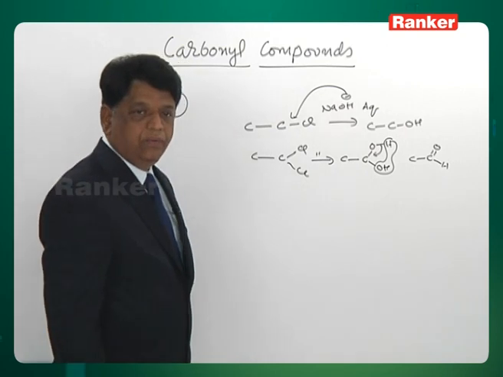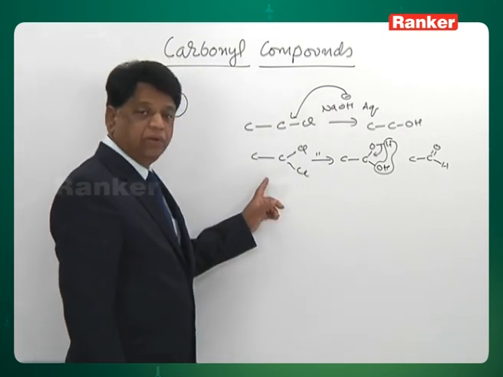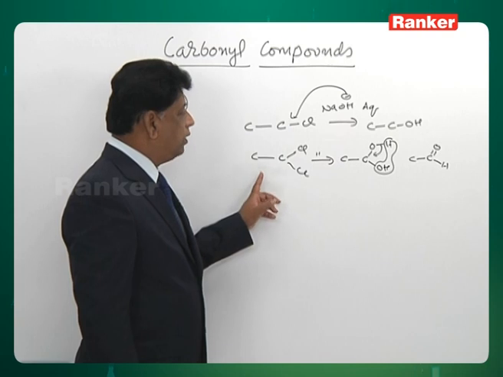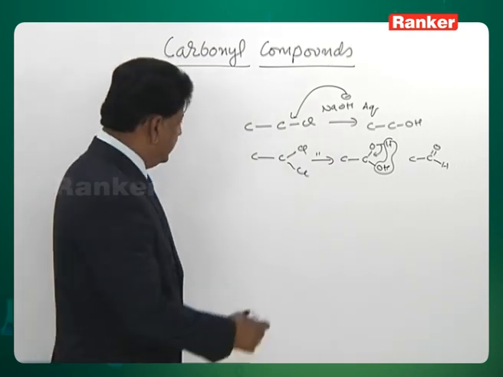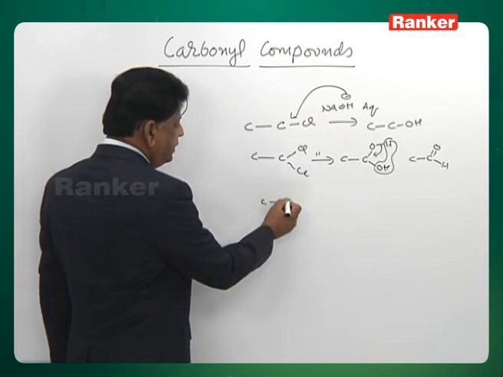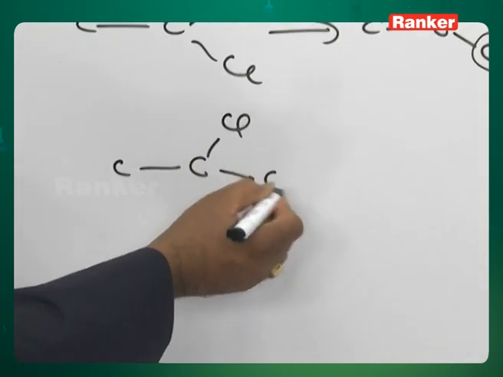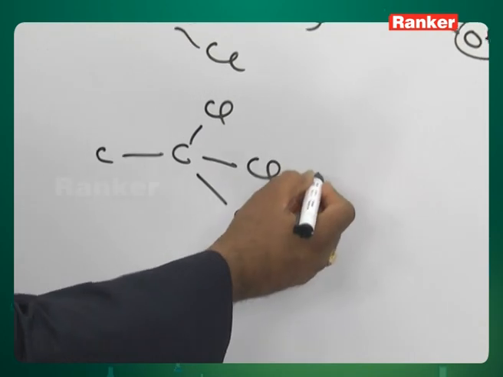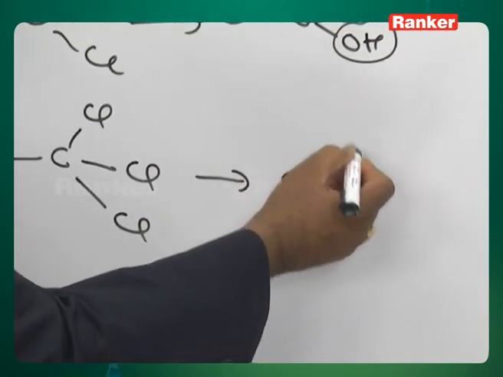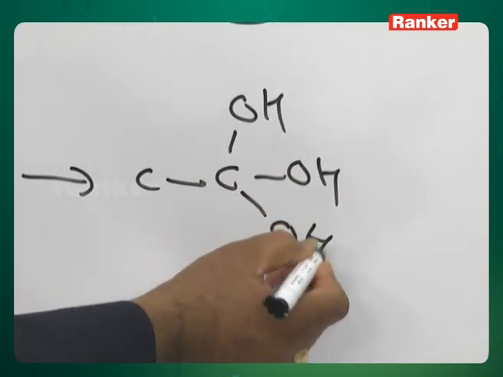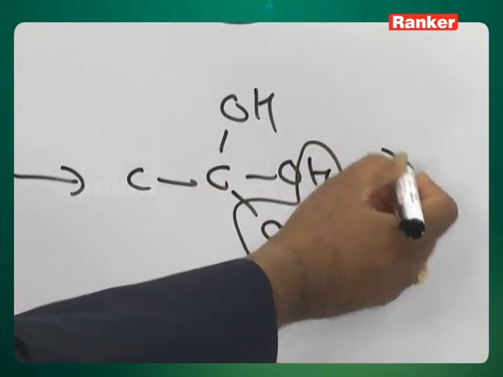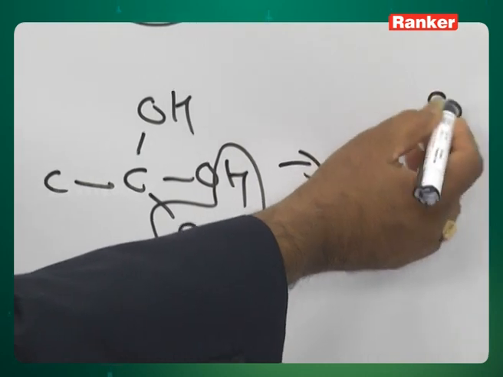So the 1,1-dichloroethane, this is also called ethylidene dichloride. A common name is there. This on hydrolysis will give the acetaldehyde. The question can also be extended. If three halogens are there, what happens? Naturally a compound containing three OHs is formed, which is converted by elimination of water, which gives the acetic acid, right?